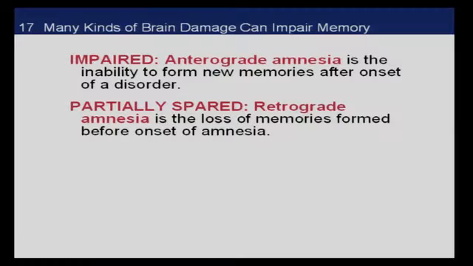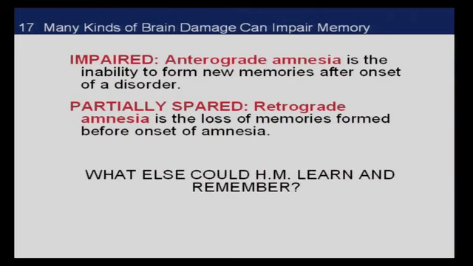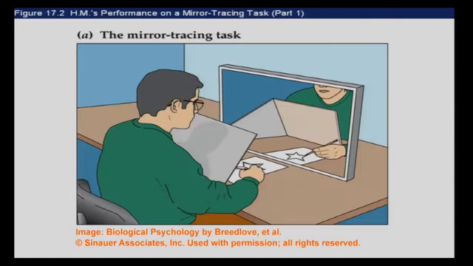So I told you that there was anterograde amnesia, partial retrograde amnesia, and I told you all about what his impairment looked like, particularly to Brenda Milner, who first described him. But the question was, was this memory impairment global, or were there certain things that HM could learn if you asked him in the right way? So what else could HM learn and remember?